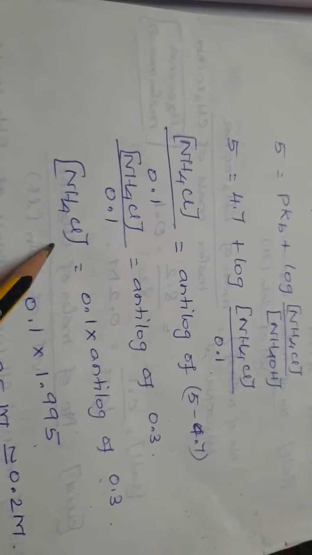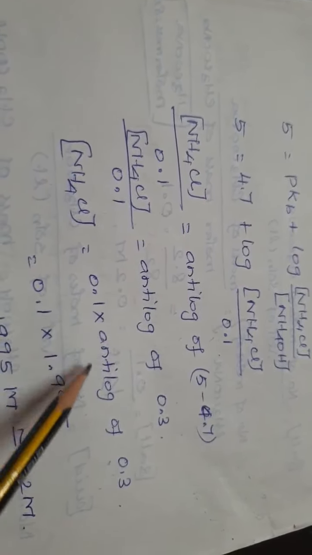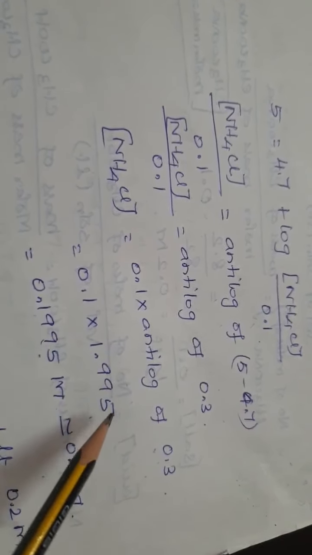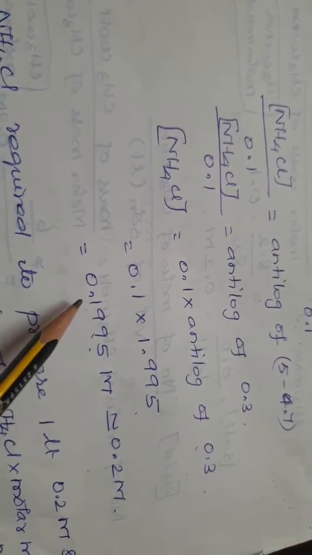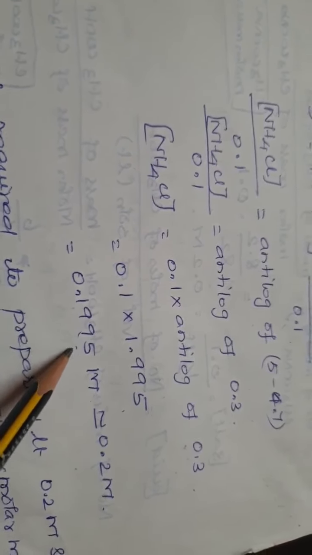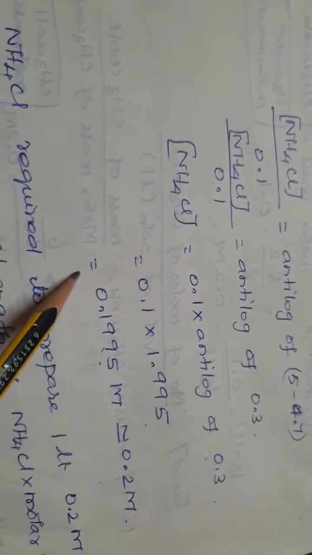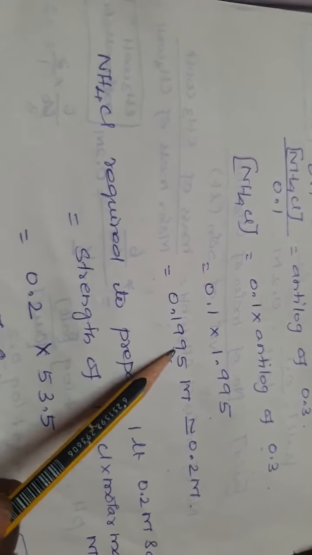Then for ammonium chloride, you cross multiply this 0.1 to there, so 0.1 into antilog of 0.3. Antilog of 0.3, just you take the value from the log book, 1.995. So just you multiply, 0.1995 M, that is 0.19, you can take it as 0.2. So ammonium chloride concentration is 0.2 M.